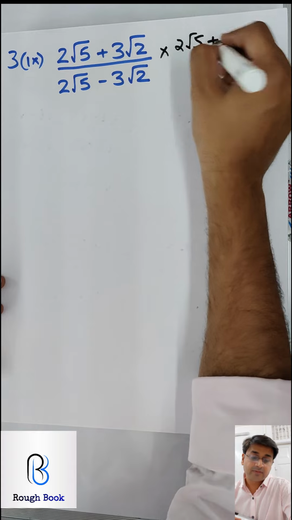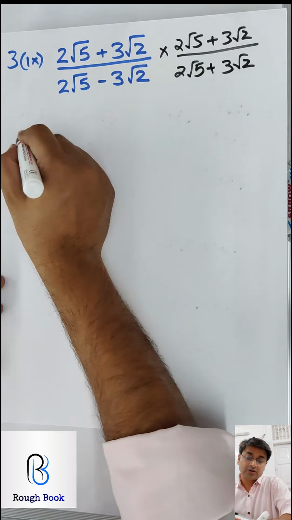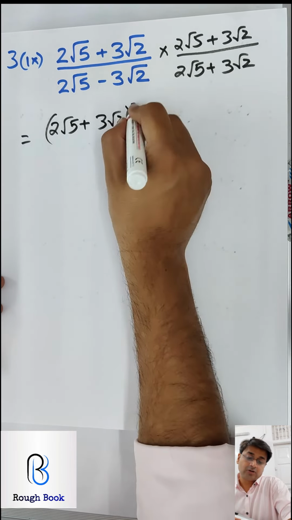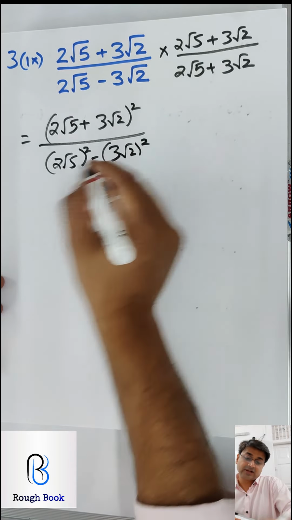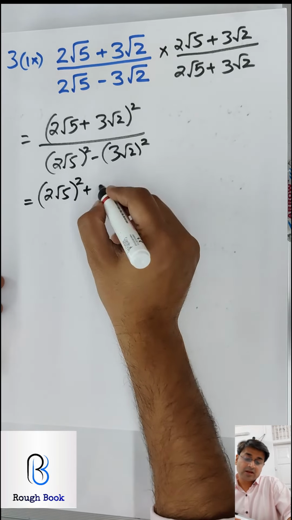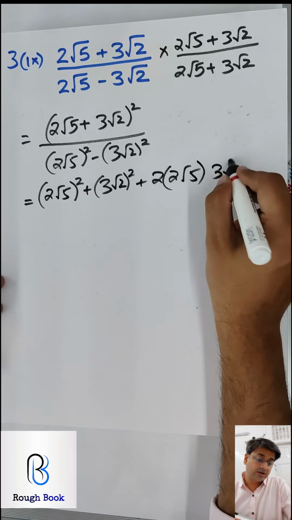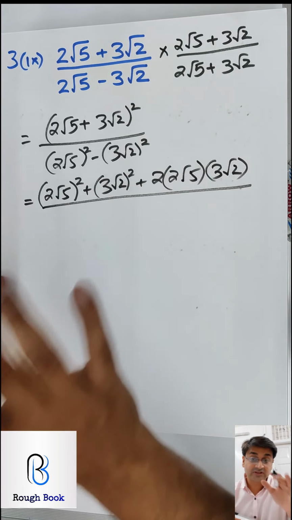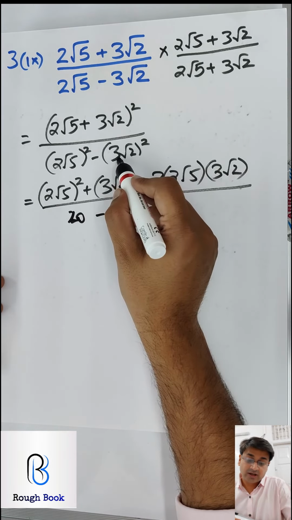So 2 root 5 plus 3 root 2 upon 2 root 5 plus 3 root 2. So what do you get then? So 2 root 5 plus 3 root 2 the whole square, and a square minus b square. Let's see what we can do now. So a square, that is 2 root 5 the whole square, plus b square, and 2 times ab, so a into b, whereas the denominator is going to be a square minus b square. So 2 square 4 into root 5 square 5, so 4 5s are 20, minus 3 square 9, 9 into 2 is 18.